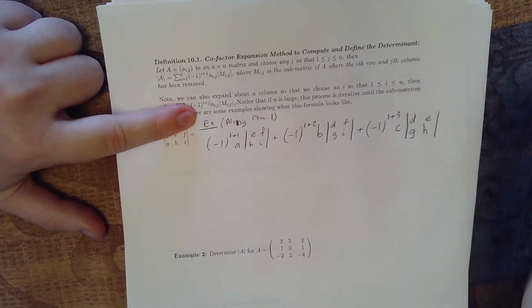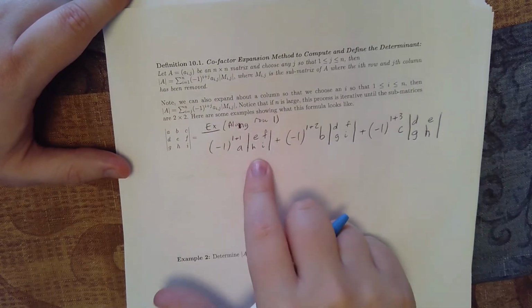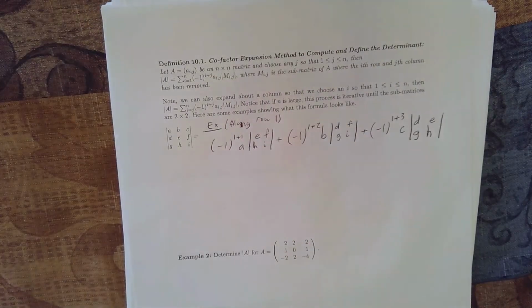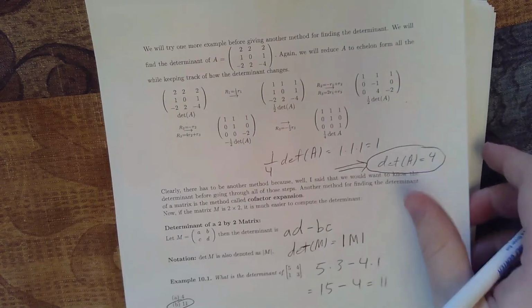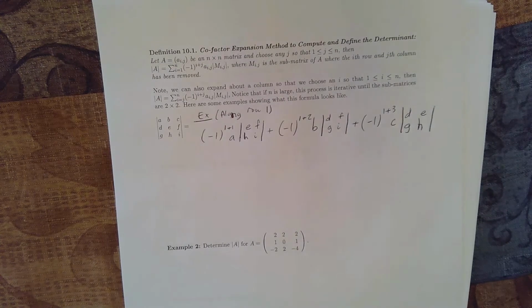And then these individual determinants here, these 2 by 2 determinants, are things that we should know how to find on our own, because we have a formula for the 2 by 2 determinant, which is going to help us quite a bit. All right, so let's talk about what's going on here.